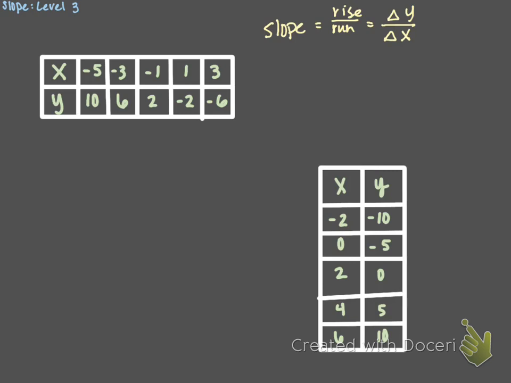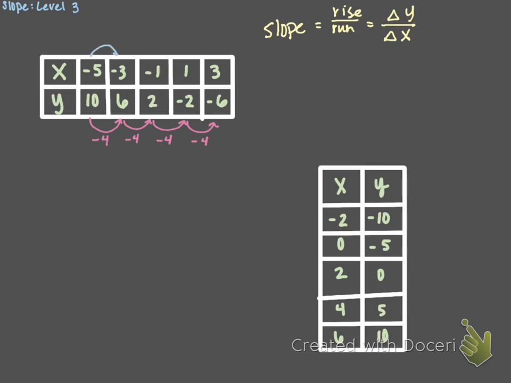So if we look at this, our change in our y values, if we go from 10 to negative 6, we are decreasing by 4. And if we go from 6 to 2, we are decreasing by 4 again. If we go from 2 to negative 2, decreasing by 4, and negative 2 to negative 6, we are also decreasing by 4. Now we want to look at the change in our x values.